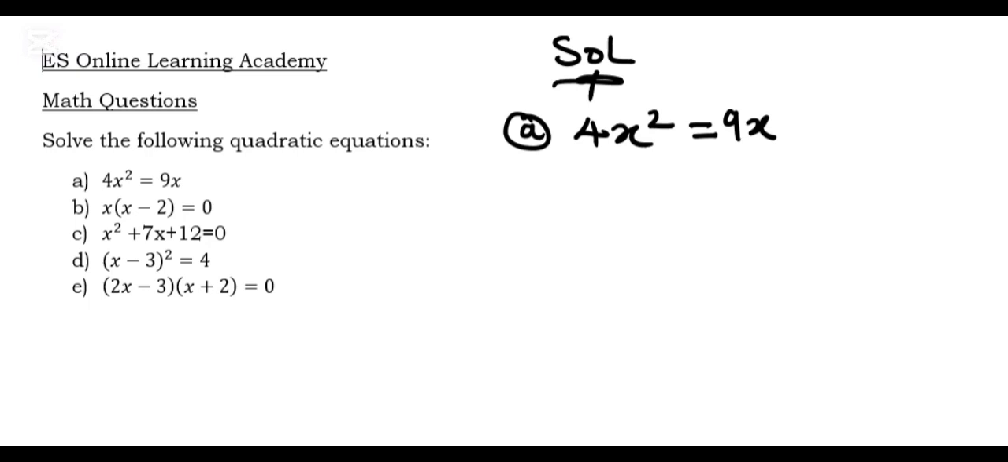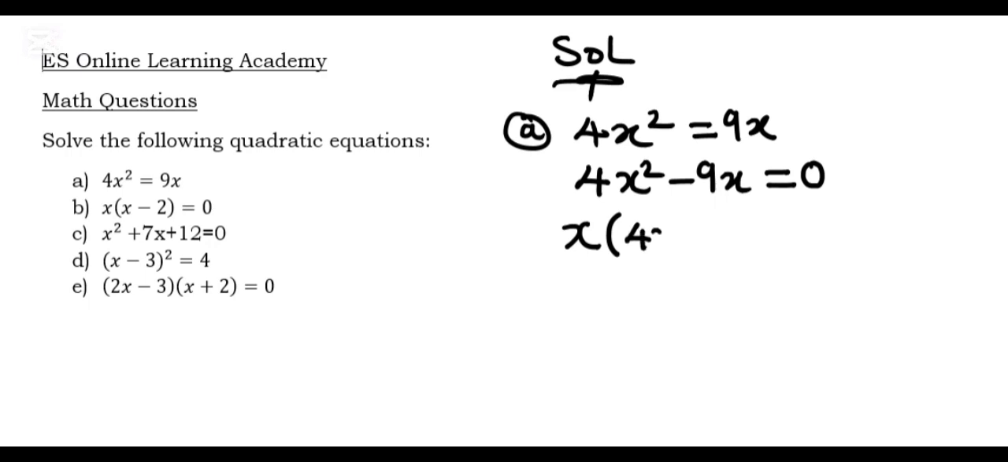To solve for x, we will simply take 9x to the left side. So this will give us 4x squared minus 9x equal to 0. Now, on the left side, we factor out what is common. So what is common on the left side there is just simply x. So x, then open bracket. If you divide x into 4x squared, you simply remain with 4x. Then again, if you divide x into negative 9x, you simply remain with the negative 9. Close bracket, then equal to 0.